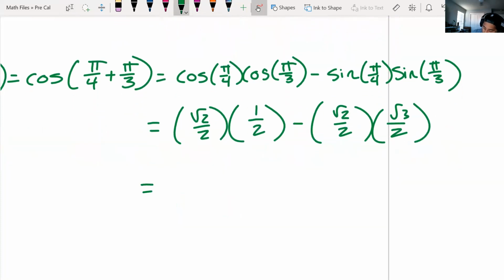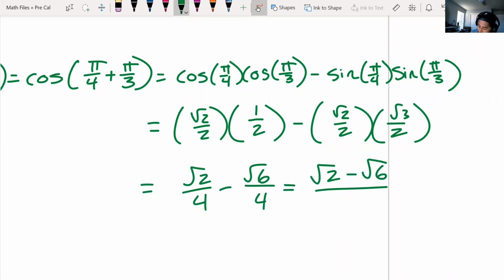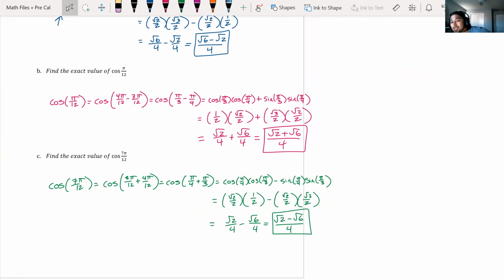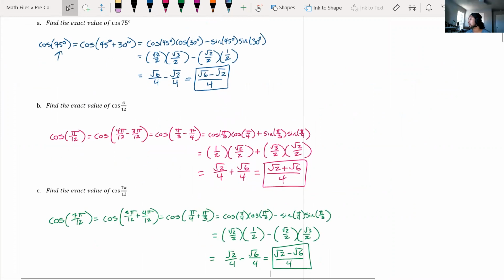Put it together. Square root 2 over 4 minus square root 6 over 4. And we get square root 2 minus square root 6 over 4. Boom, boom, boom. All answers very similar, right? Okay. Those are the sum and difference formulas for cosine. So you just take your angles and you break them into angles that are on the unit circle.